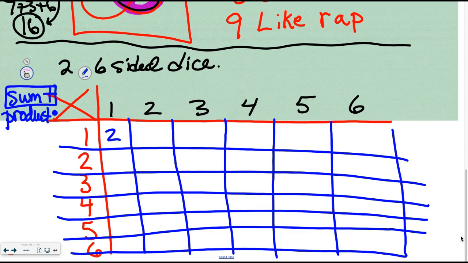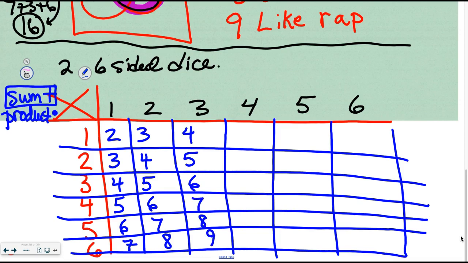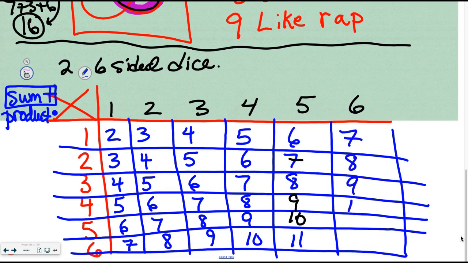1 plus 1, 1 plus 2, 1 plus 3. And I always go down here because there's a pattern. So I can do 2 plus 1, 3, 4, 5, 6, 7, 8. 3 plus 1, 4, 5, 6, 7, 8, 9. 4 plus 1, 5, 6, 7, 8, 9, 10. Isn't this fun? And then 6, 7, 8, 9, 10, and 11, and then 7, 8, 9, 10, 11, 12.